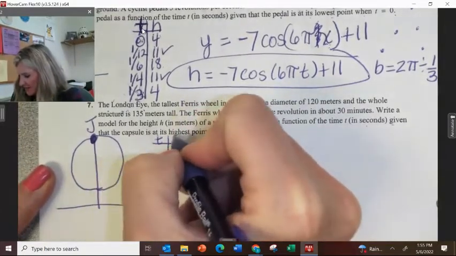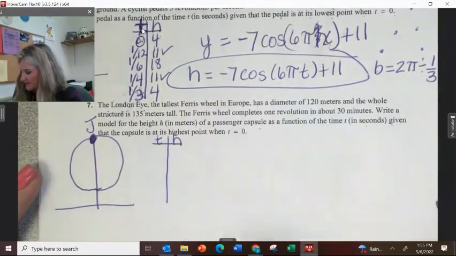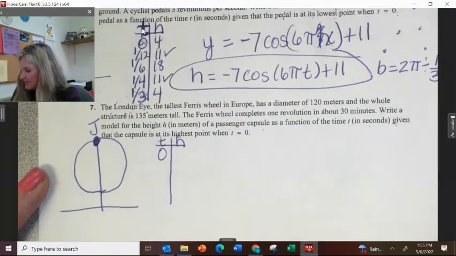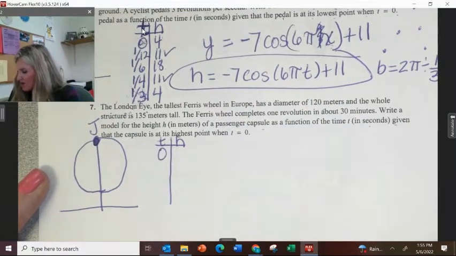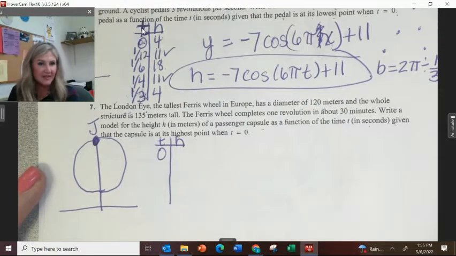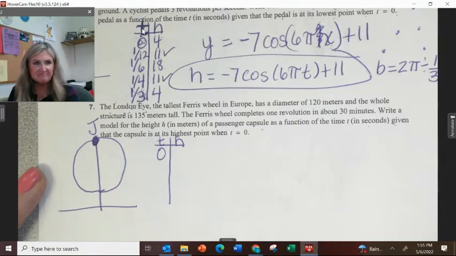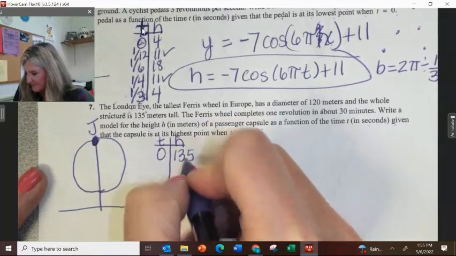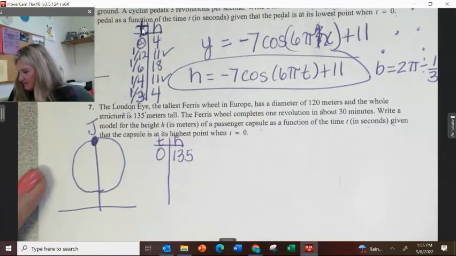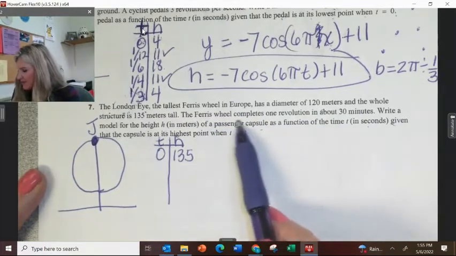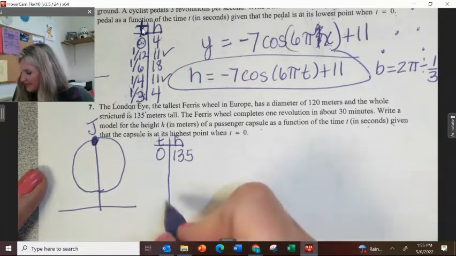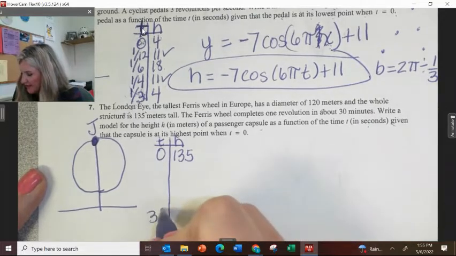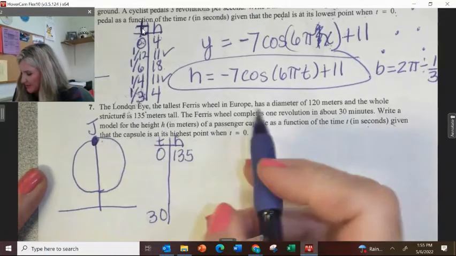So we've got time and height. All right, so at time 0, how high up would John be? 135. Yeah. Okay, now it completes one revolution in 30 minutes. So that's where he's going to end up again. After 30 minutes, he's going to be back where he started.